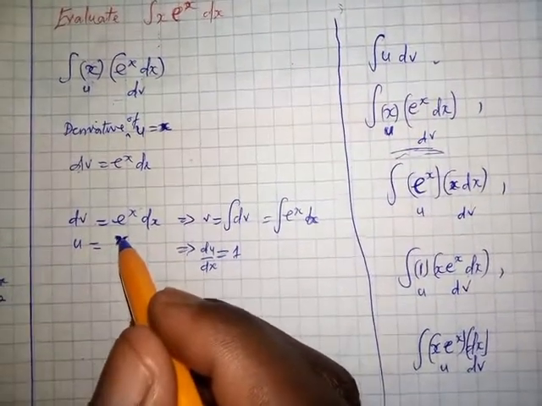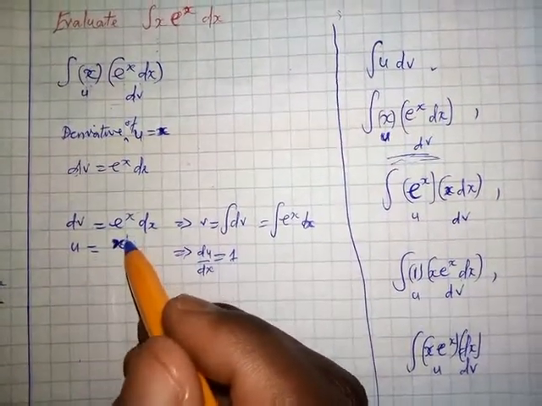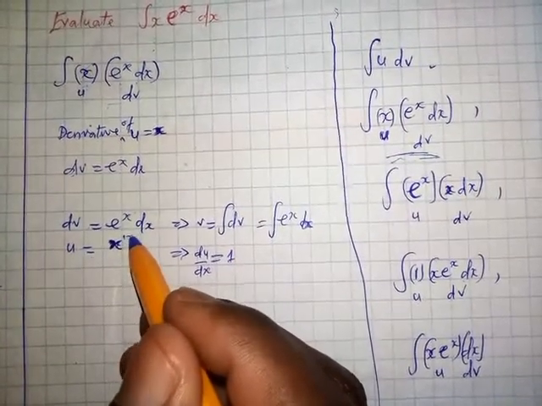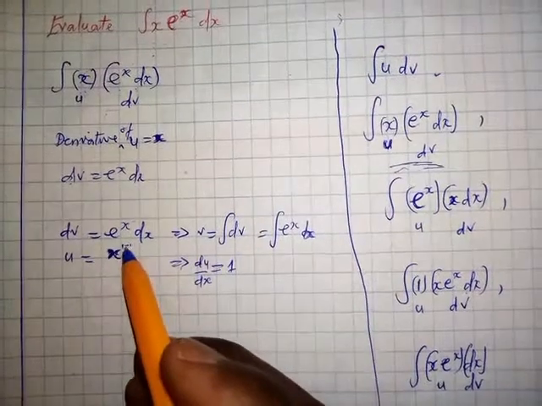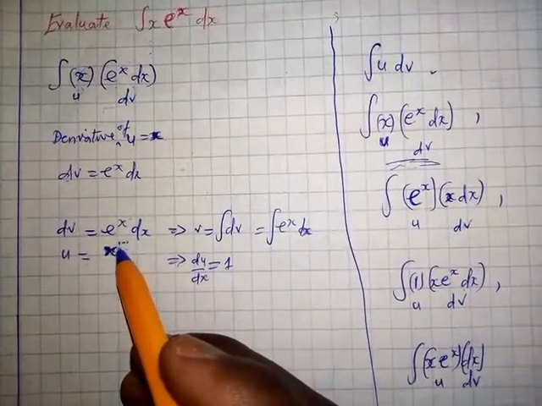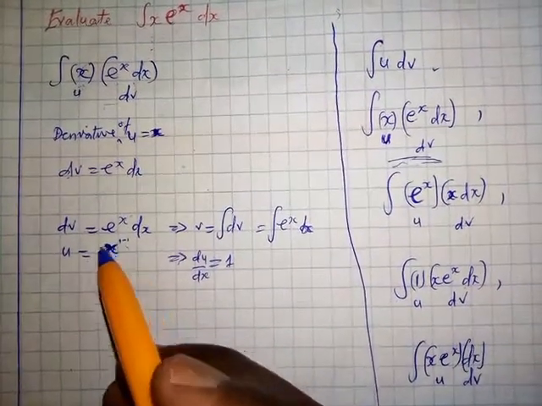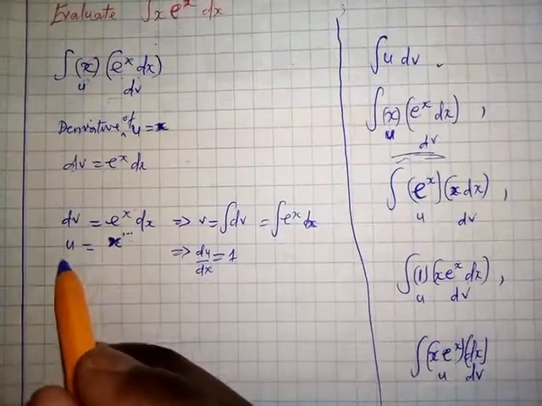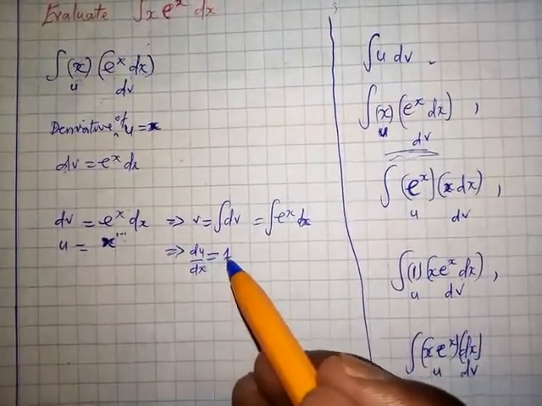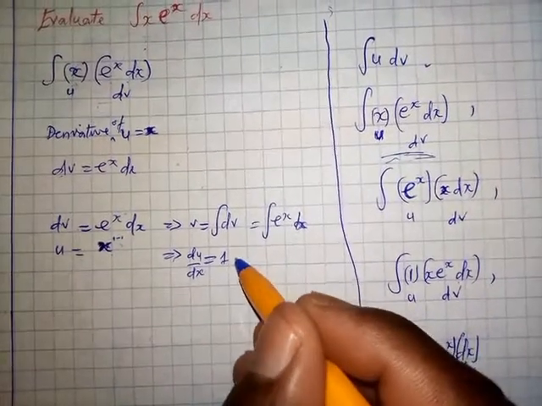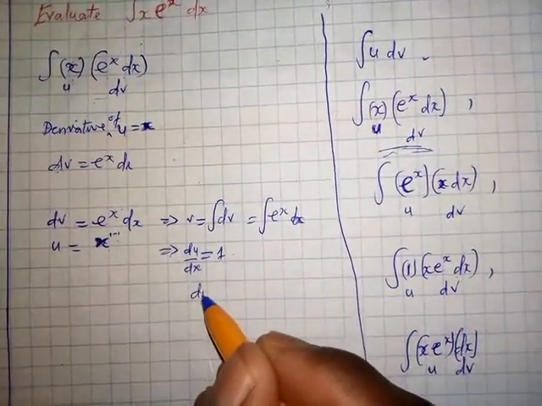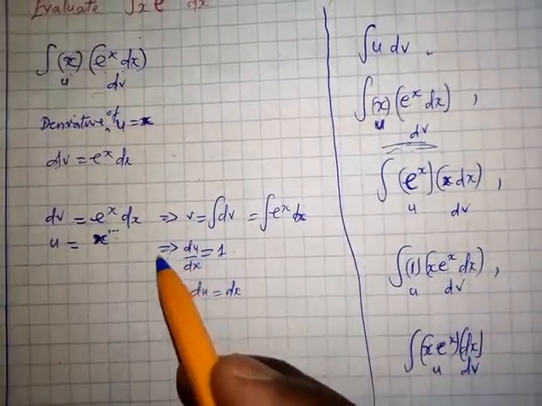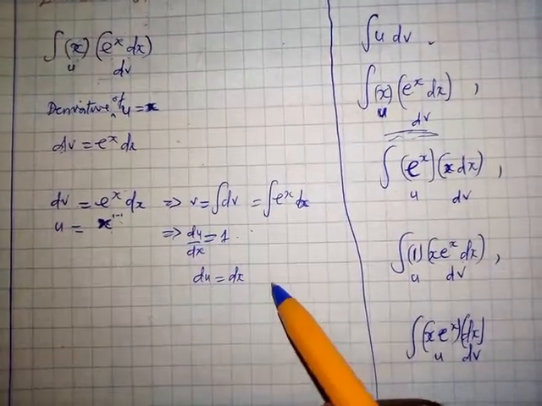Remember here x is power 1, so if we reduce the power by 1, 1 minus 1, we get 0. Any number raised to power 0 is equal to 1. So the derivative of u, which is equal to x, is equal to 1. Therefore this gives us du is equal to dx, since if we multiply both sides by dx, we get du equals dx.